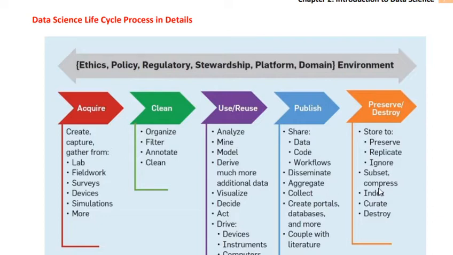Third one is called use or reuse, then the fourth one you have is publish, and the fifth one you have is preserve or destroy. Now whenever you are trying to perform all of these activities, we need to ensure that the activities uphold certain ethical values and abide by certain regulatory policies, again related to a particular domain. So that means it has to address all necessary environmental concerns.